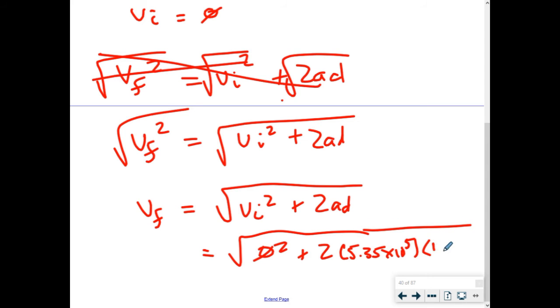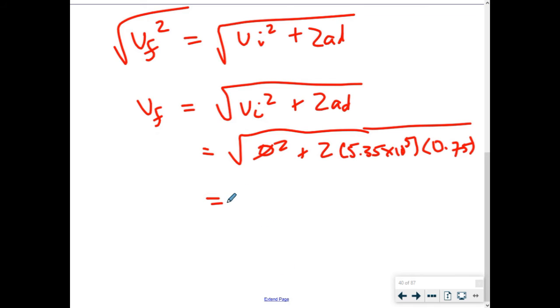The distance was 0.75. Don't forget, we had to make that in meters. 2 times 5.5 times 0.75. Square root the whole shebang. You end up with this number, 895.8236. And back to safety. Okay, what am I confident in?